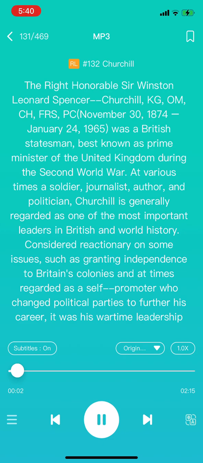The Right Honourable Sir Winston Leonard Spencer Churchill was a British statesman, best known as Prime Minister of the United Kingdom during the Second World War. At various times a soldier, journalist, author, and politician, Churchill is generally regarded as one of the most important leaders in British and world history.